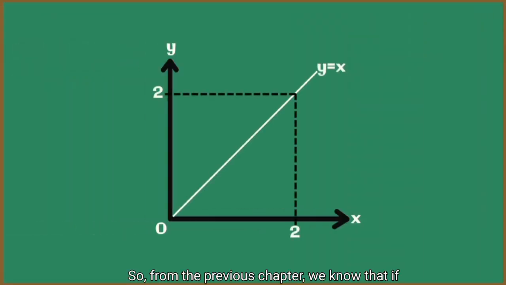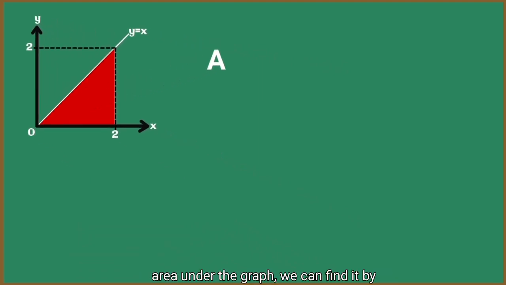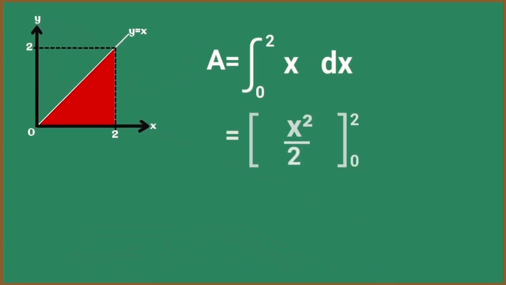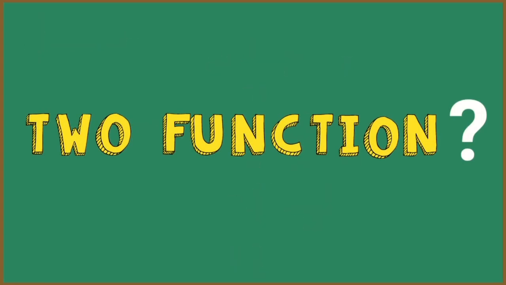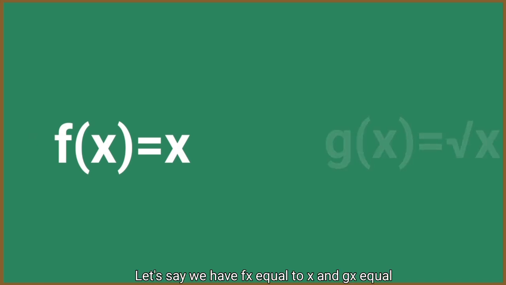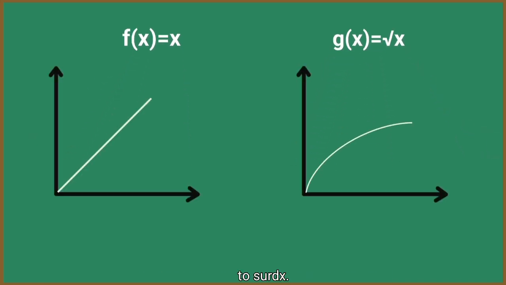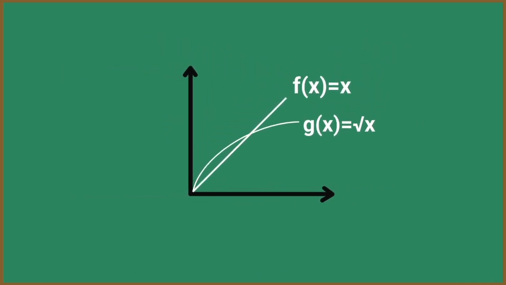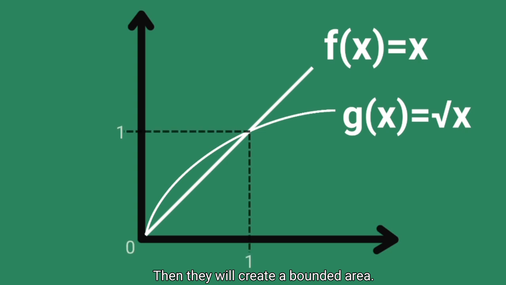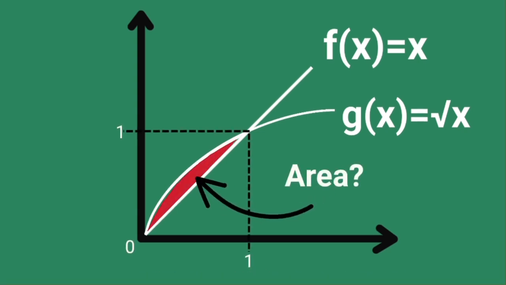So, from the previous chapter, we know that if we sketch a graph and we want to know the area under the graph, we can find it by integrating the function over the given interval. But what if we have two or more functions? Let's say we have f(x) equal to x and g(x) equal to √x. If both of these functions are on the same axis, then they will create a bounded area. The question is, how will we find the bounded area?